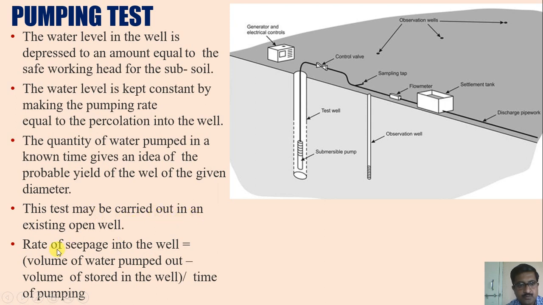So what is important here? Rate of seepage into the well is equal to this subtraction. What is the subtraction? Volume of water pumped out minus volume of water stored in the well, divided by the time of pumping. So that is the rate of seepage.